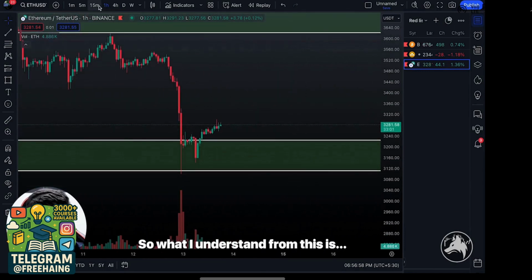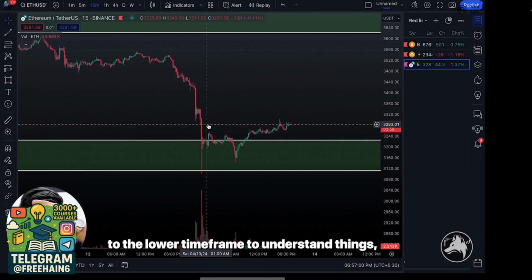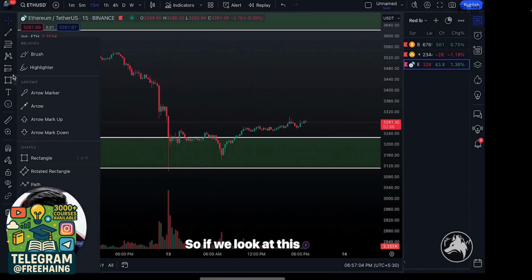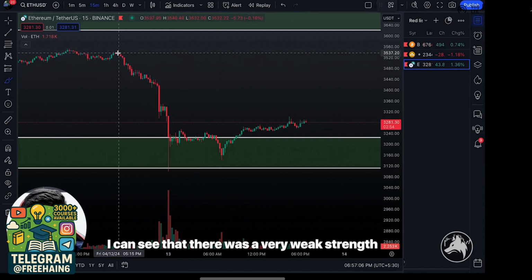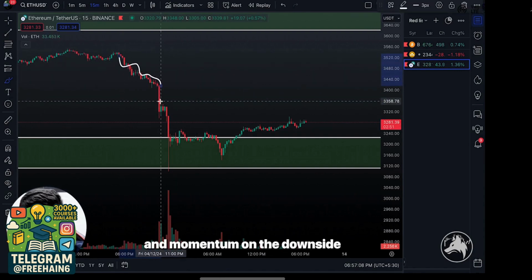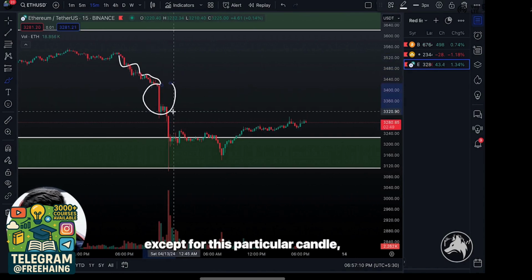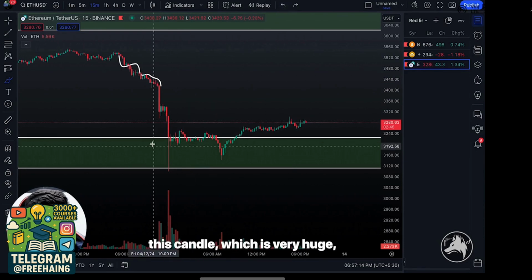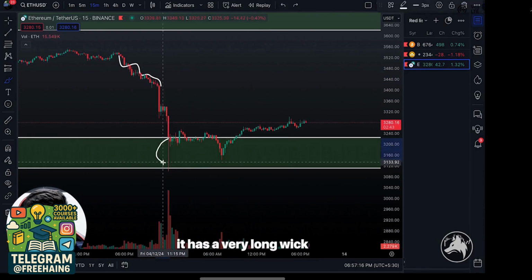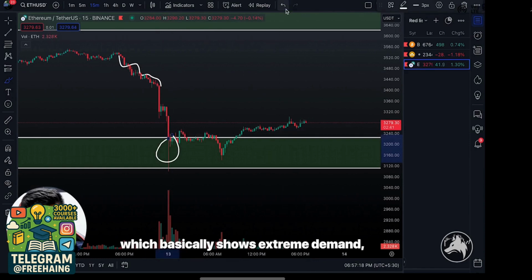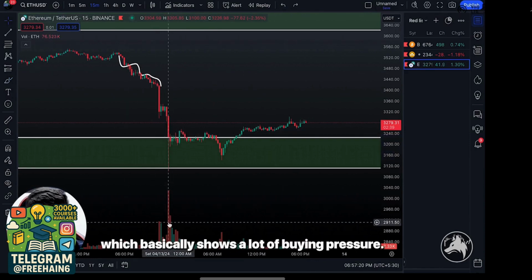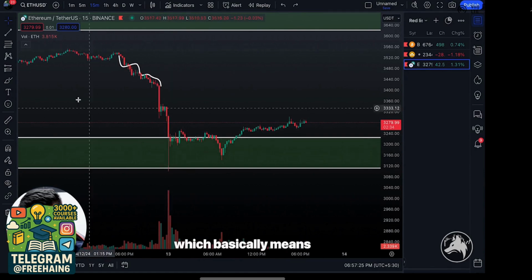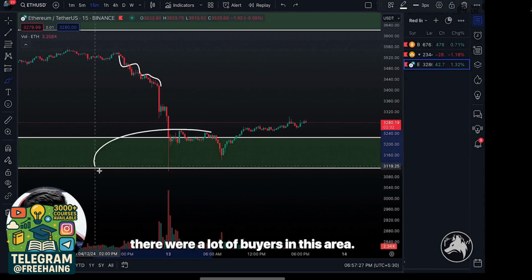So what I understand from this is, you can also go down to the lower time frame to understand things. It might give you a better view of things. So if you look at this on the 15-minute time frame, I can see that there was a very weak strength and momentum on the downside, except for this particular candle and that candle only. Because if you look at this candle, which is very huge, it has a very long wick, which basically shows extreme demand, which basically shows a lot of buying pressure. Now if you look at the volumes are high, but the candle is bullish, which basically means there were a lot of buyers in this area.